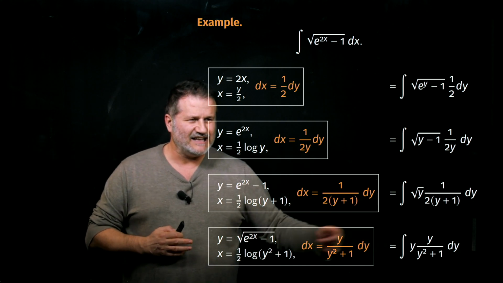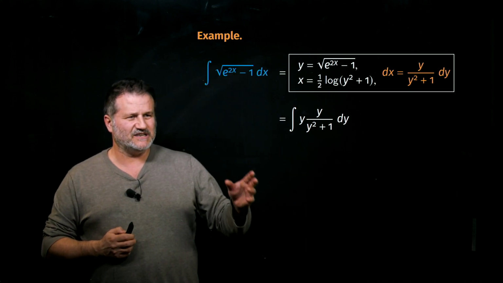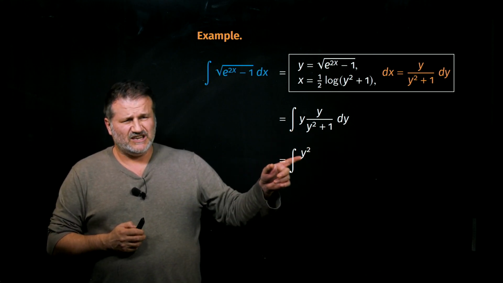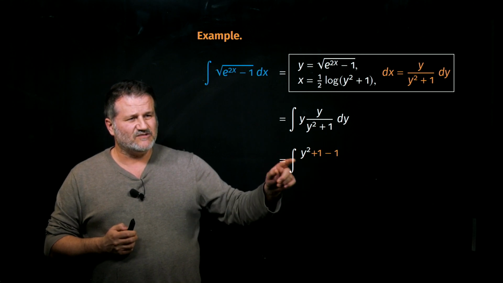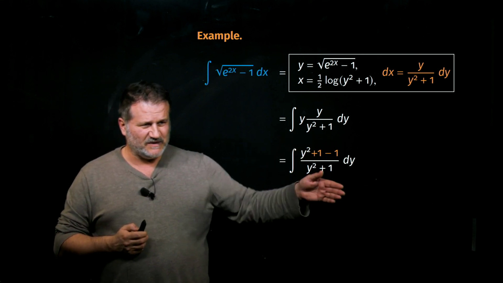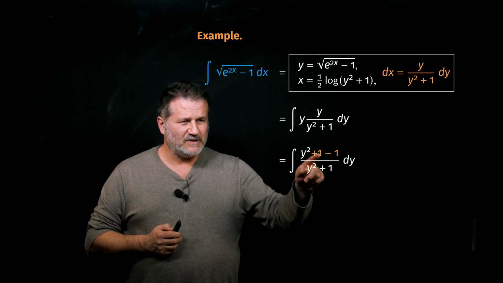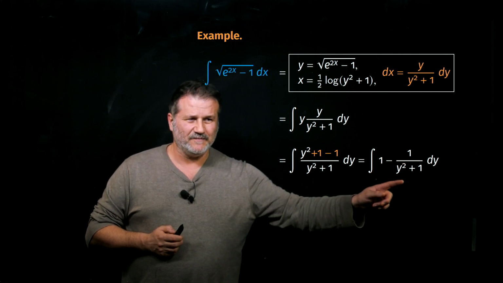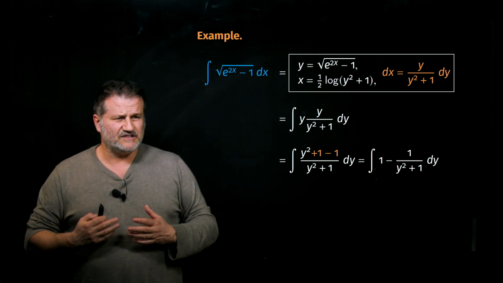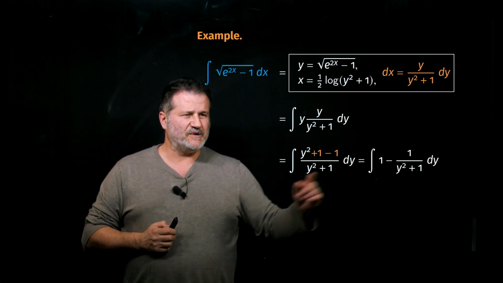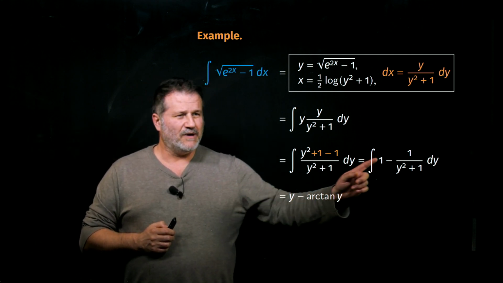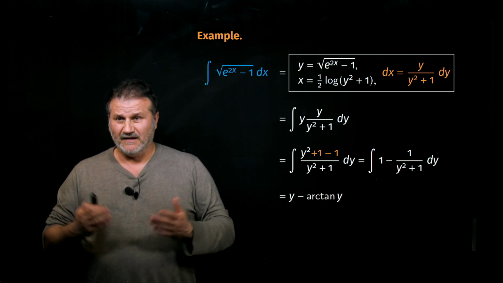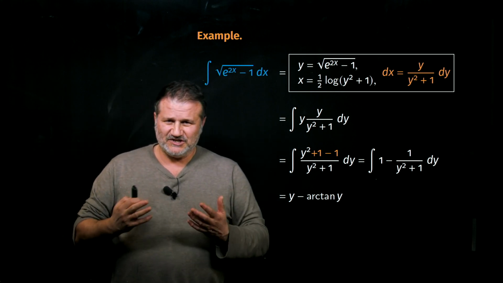We don't need to know that algorithm now to complete the calculation, because we can just write it as y squared over y squared plus 1. We do just a little trick: add and subtract 1 at the numerator, and then split the fraction, taking y squared plus 1 divided by y squared plus 1. This is 1 minus 1 over y squared plus 1. Now, since the primitive of the difference is the difference of the primitives, we have the primitive of 1, which is y, minus the primitive of 1 over y squared plus 1, which is the arctangent of y. That's it for the calculation of the primitive.